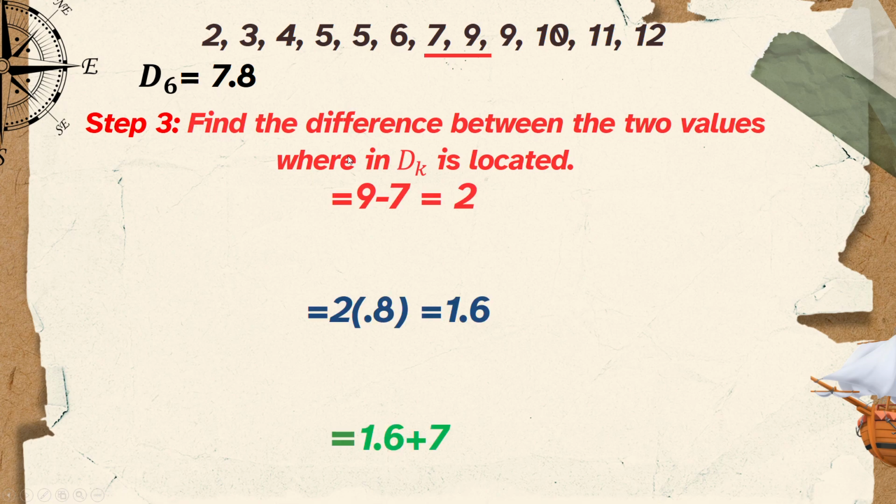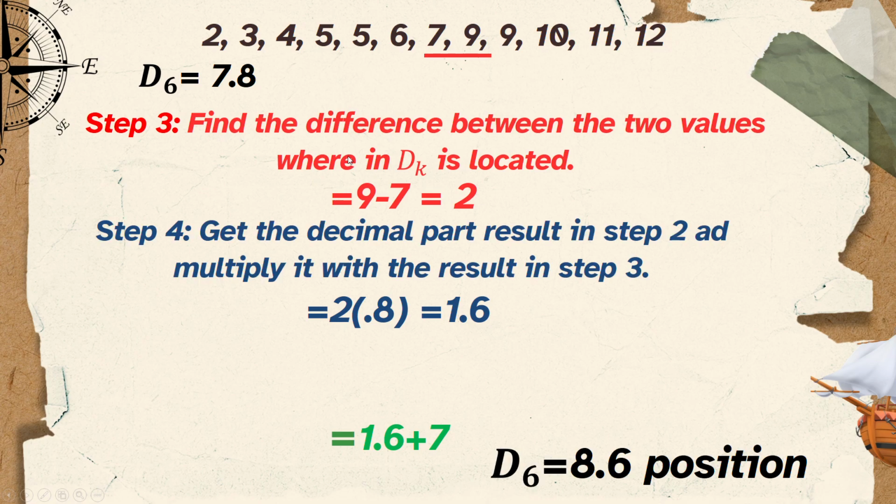Let us proceed to our fourth step. Get the decimal part result in step 2 and multiply it with the result in step 3. Now, what is the decimal? It is 0.8. Then let us multiply it to the result of this step 3. So 0.8 times 2 is equal to 1.6.